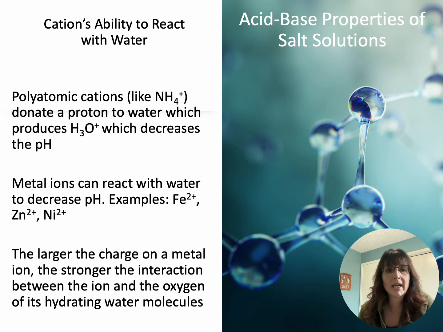Metal ions can react with water to decrease the pH. For example, iron 2+, zinc, nickel 2+, they can all react with water to create an acid. The larger the charge on the metal ion, the stronger the interaction between it and the oxygen of its hydrating water molecules. So, what have we learned? That sometimes anions are going to continue to react, sometimes cations will continue to react, changing the actual pH from what we thought.